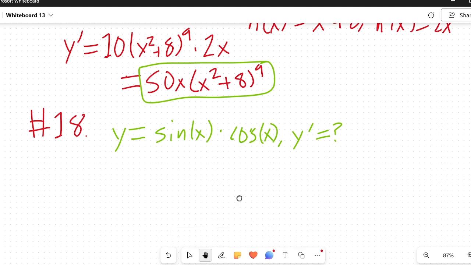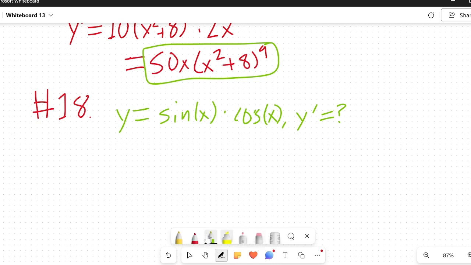But from pre-calc, we know the identity that 2 sine x times cosine x equals sine of 2x. So we can actually simplify this. We can say y is equal to 1/2 sine of 2x. And now if we're solving this using chain rule, remember this 2x is the inner function, so we take the derivative of this, which is 2, so it'll cancel out with the 1/2 in front.